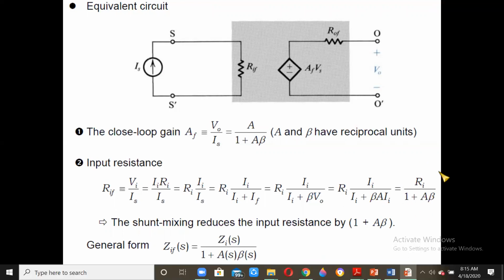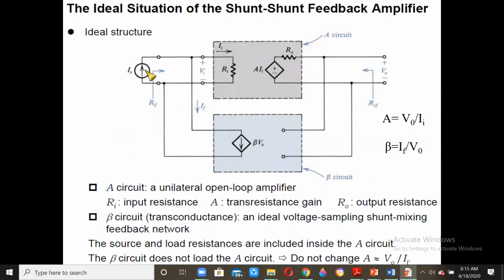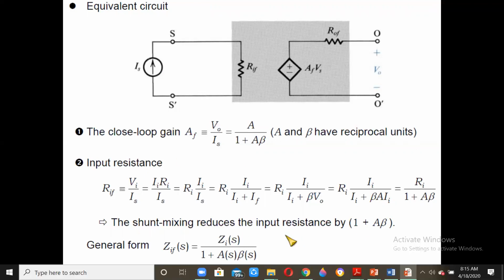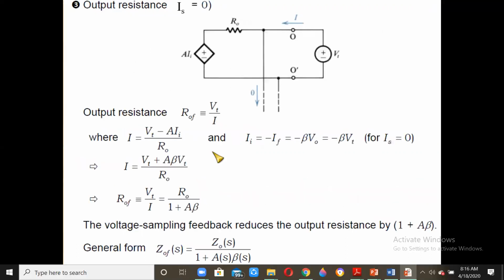So this gives us that the shunt mixing which we have at the input side reduces the input resistance by 1 plus A beta. So there is a reduction. The general form, in terms of impedance, is ZIFS is equal to ZIS divided by 1 plus AS beta S.